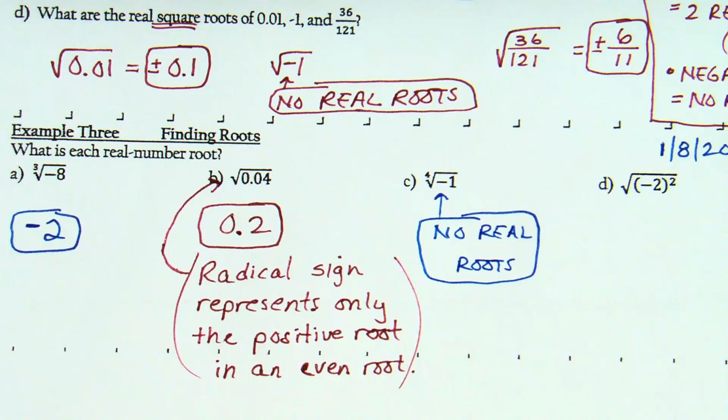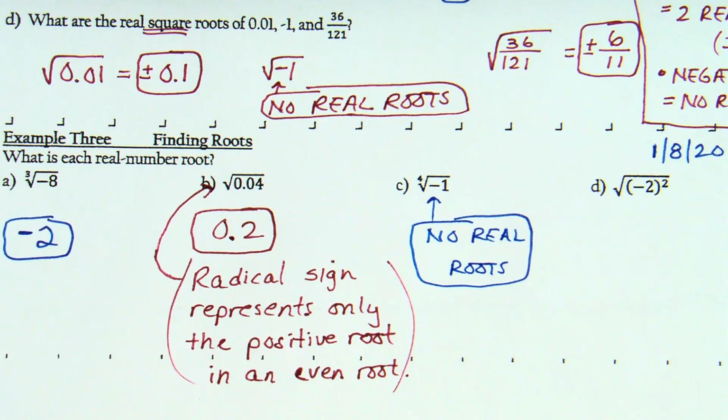So any even root, you can't do that. Anytime a square root, a fourth root, a sixth root, an eighth root, if you have a negative under the radical, it's a no-go. Unless we're talking imaginary numbers, but we're not this chapter. Okay.